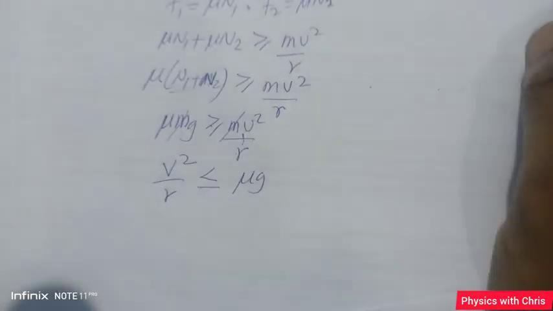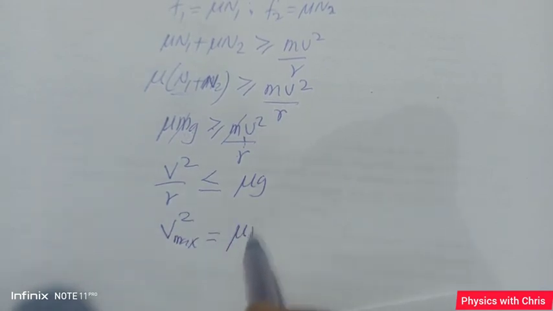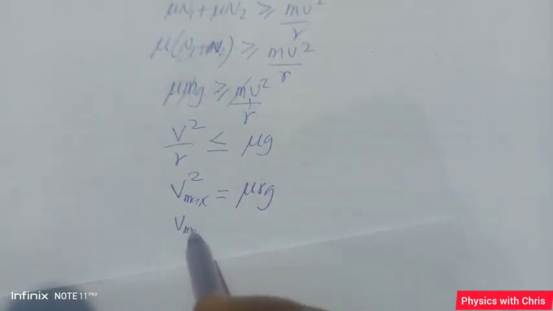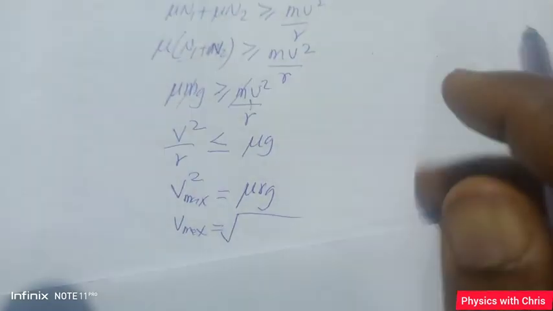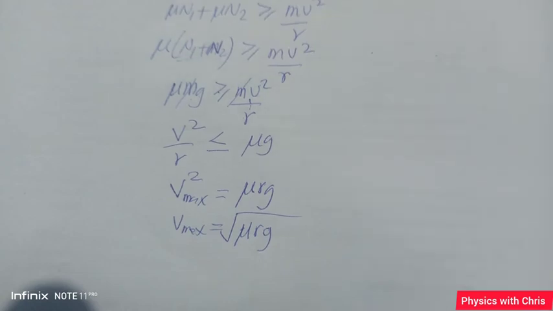Now, so that my maximum velocity, v squared maximum, will be equal to mu r g if I cross multiply, so that v maximum is equal to the square root of mu, coefficient of friction, times radius, times acceleration due to gravity, which in most cases is taken as 10.